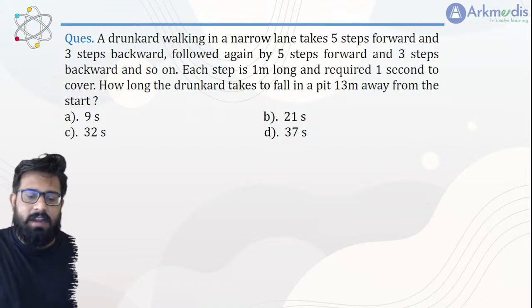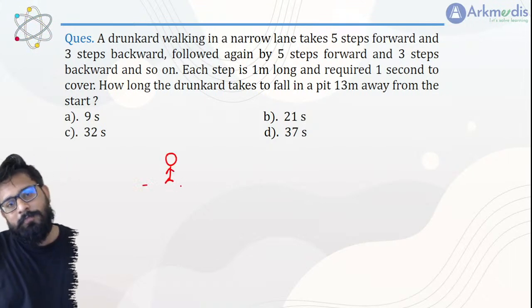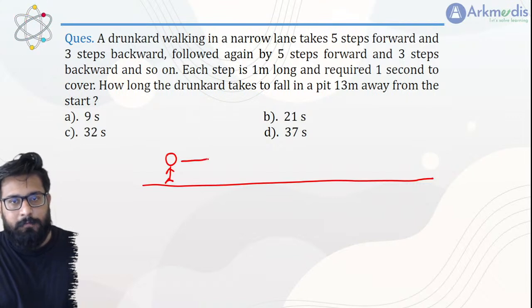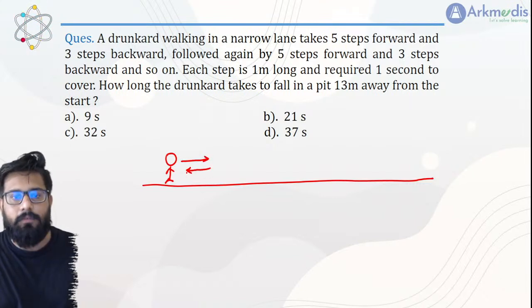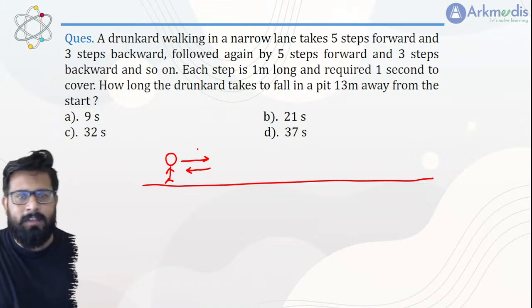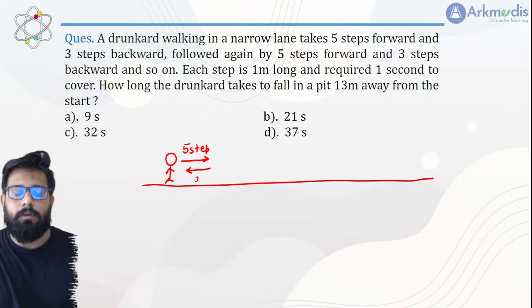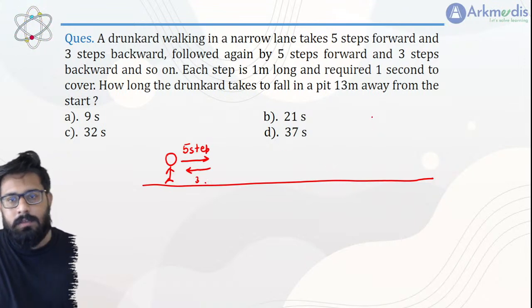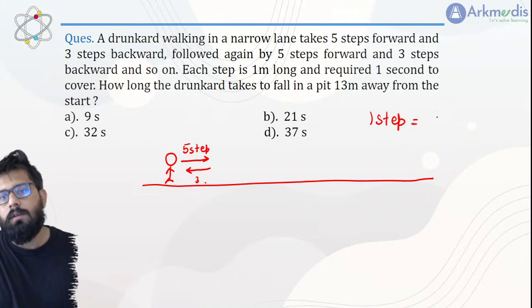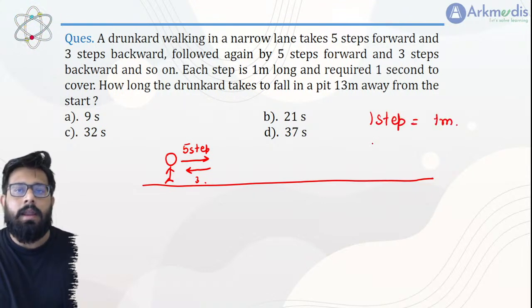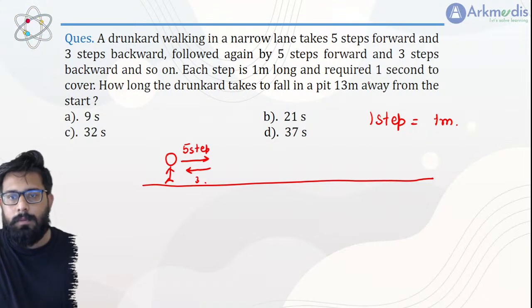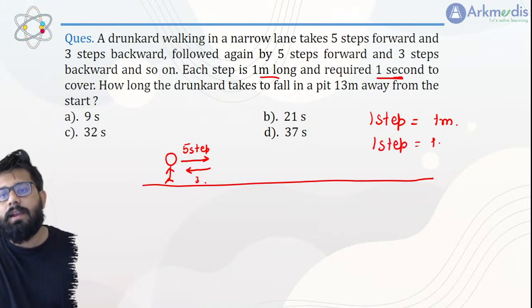So here in this question, it is said that we have a person, and this person is a drunkard. He moves 5 steps forward, then 3 steps backward. Each step covers 1 meter, and each step requires 1 second to cover. So one step takes 1 second to cover.